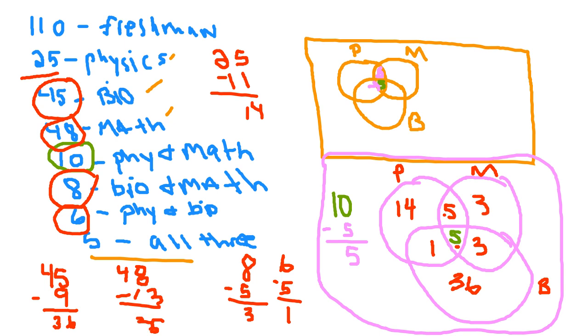Okay, the last thing we want to check is if there is anybody that didn't take these subjects. So in order to figure that out, we would have to add everything that is in the circles. So we have to add 14, 5, 35, 1, 5, 3, and 36. And then we're going to take 110 and subtract all of that.